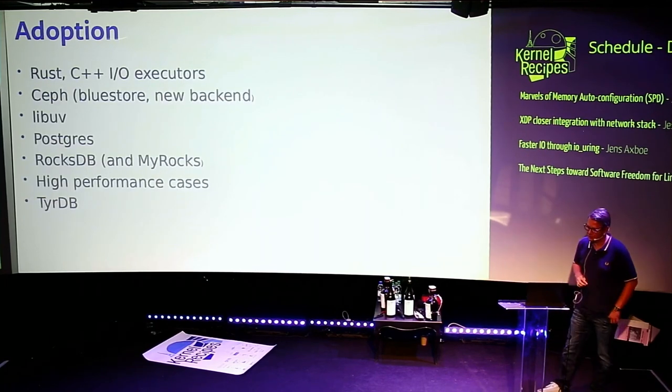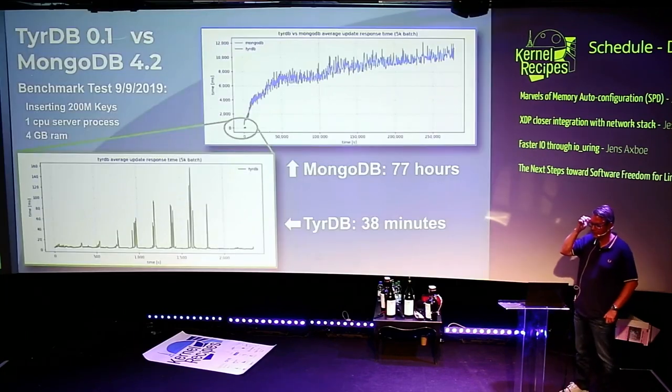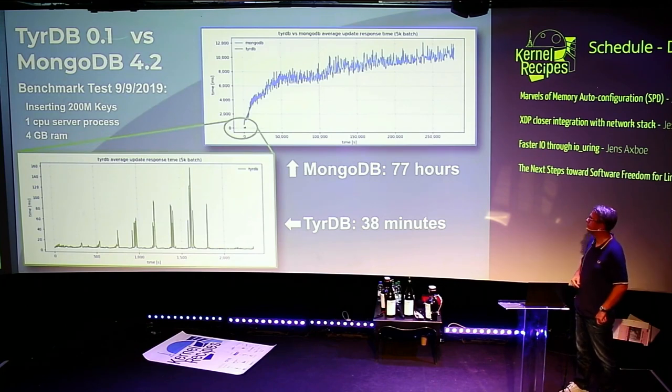Another interesting one that actually came up on Twitter was a guy saying, hey, I'm working on this new database thing, and I got so excited when I saw io_uring, I based the entire thing on just using the io_uring interface. I thought that was pretty nifty. He recently sent this benchmark where he ran his new database against MongoDB. The test case is inserting 200 million keys using just a single CPU and 4 gigs of RAM. Not to have io_uring take the credit for this win, but it's nice to see somebody try to do some new cool stuff on top of new interfaces. In summary, MongoDB took 77 hours to complete, and this new TYRDB took 38 minutes.